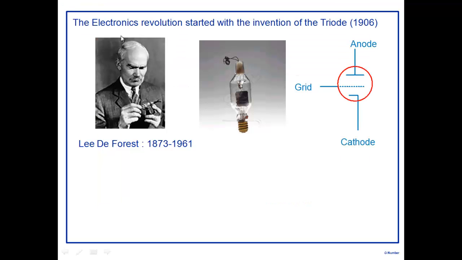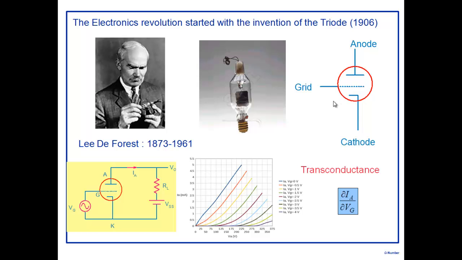We all know that the electronics revolution started with the invention of the triode. This person, Lee De Forest, is credited with having discovered this particular tube. It was a vacuum tube with 3 electrodes, anode, cathode, and grid. The interesting thing about this device was that by applying a voltage to the grid, you could control the current flowing between anode and cathode. That resulted in an interesting property of transconductance, that current flowing between these 2 terminals could be controlled by a 3rd terminal. And this was a totally new device. Before that, such a device had never existed.